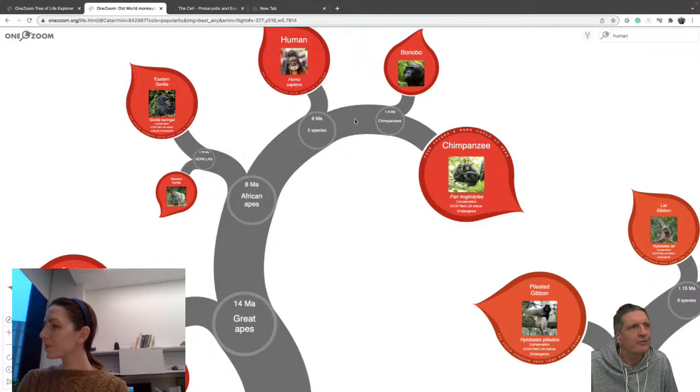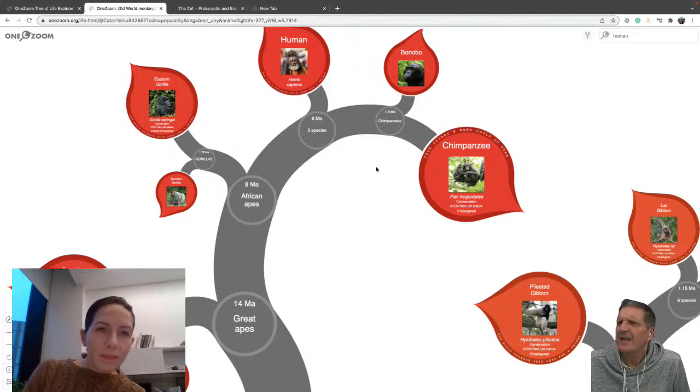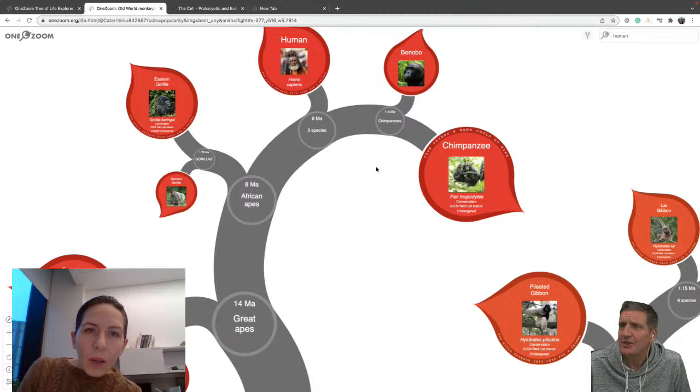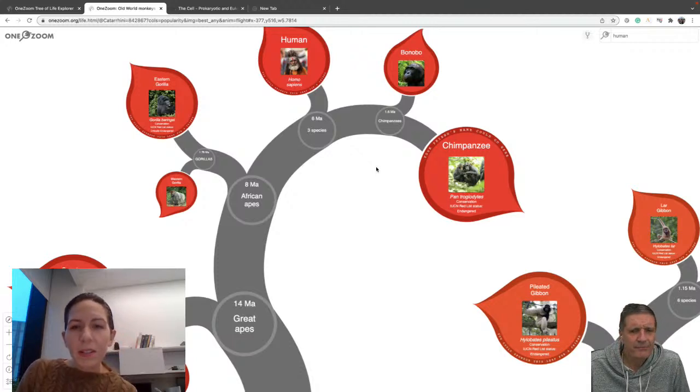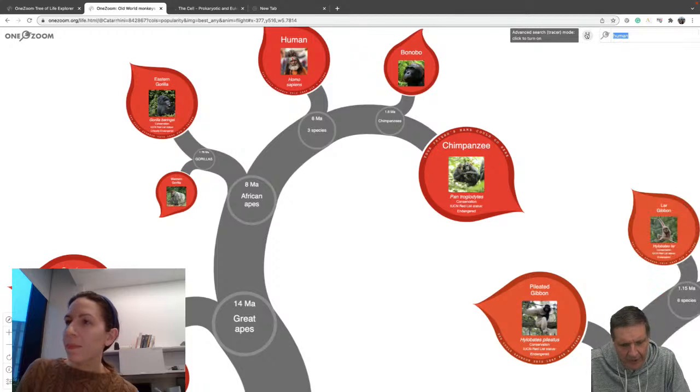Chimpanzees are very related to us, as you can see. Only 6 million years ago. That's incredible. And I think they're about 98% same DNA, isn't it? Something like that, right? Yeah, it's like 98 or 99. It's crazy, huh? I think 98 though. Very similar. Let's see where the dog comes in.